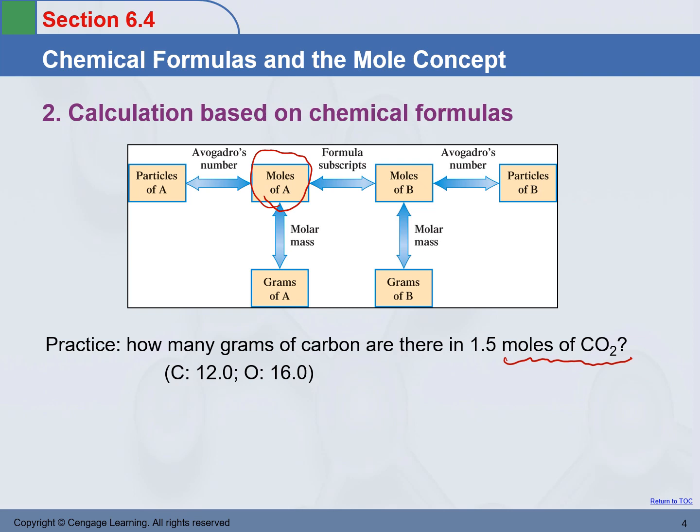We know moles of A. We are in this box right now, and A is CO2. We know moles of CO2. Wanted information? Grams of carbon. Grams of something. Is it grams of A or grams of B? Of course, grams of B, because it is carbon. It is different from CO2. Therefore, this is our destination. We need to know grams of carbon eventually.